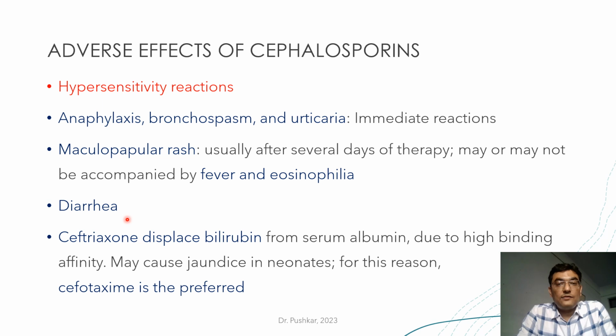As well as, of course, it is an antibiotic and a beta-lactam as well, so diarrhea may happen. And one more important thing to know is that ceftriaxone displaces bilirubin from the plasma protein serum albumin due to high binding affinity of ceftriaxone. So if you are using ceftriaxone in a neonate, then there are higher chances of jaundice due to the raised bilirubin in the blood of the neonates. So in this case, you can use cefotaxime. Okay, so all these things are important to know.